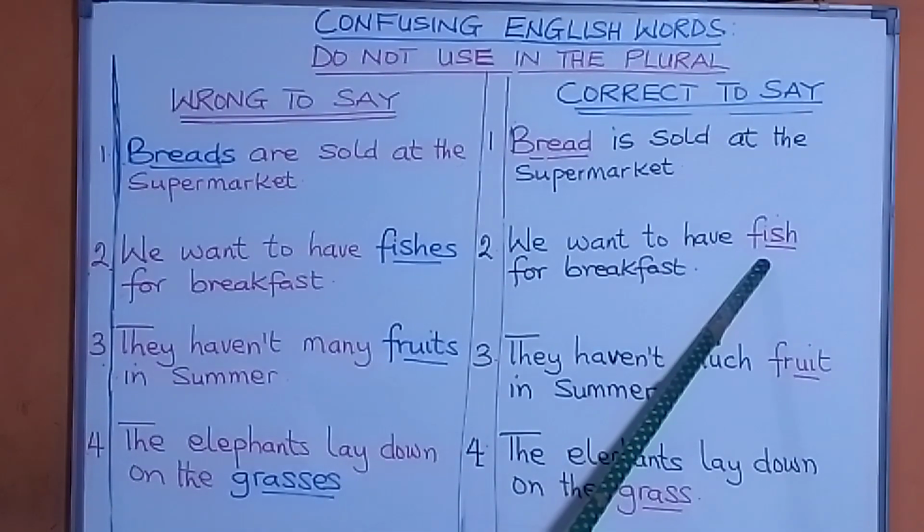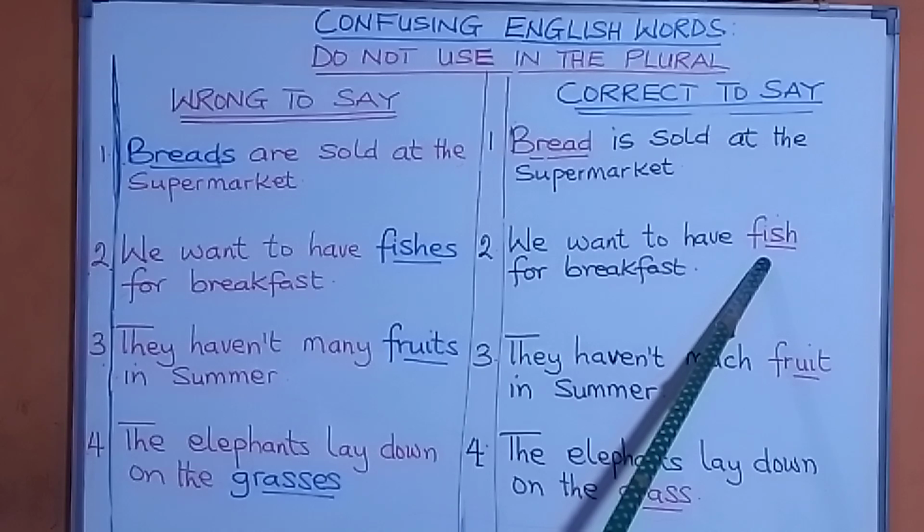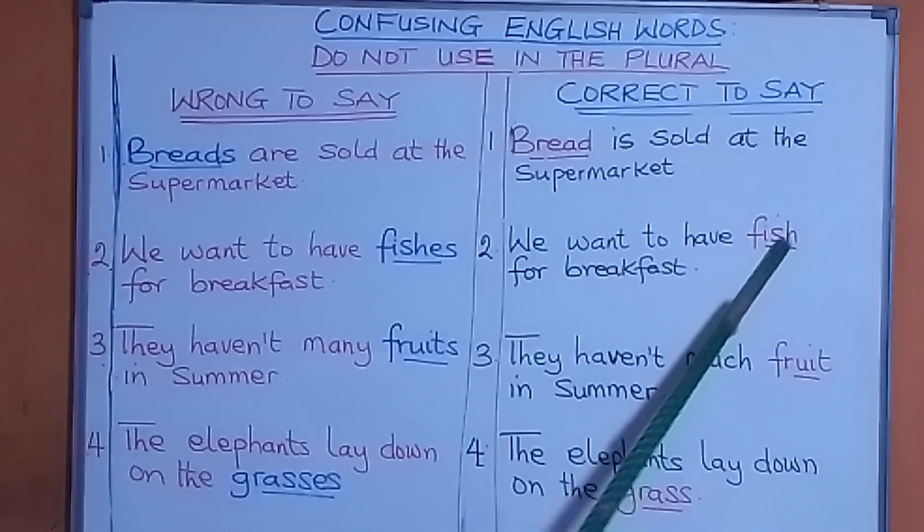Look at the word fish. Fish as food or in bulk, that is in bulk, plenty, together, large quantity, is always singular. The plural form, fishes, is now rarely used. We don't normally use that now.